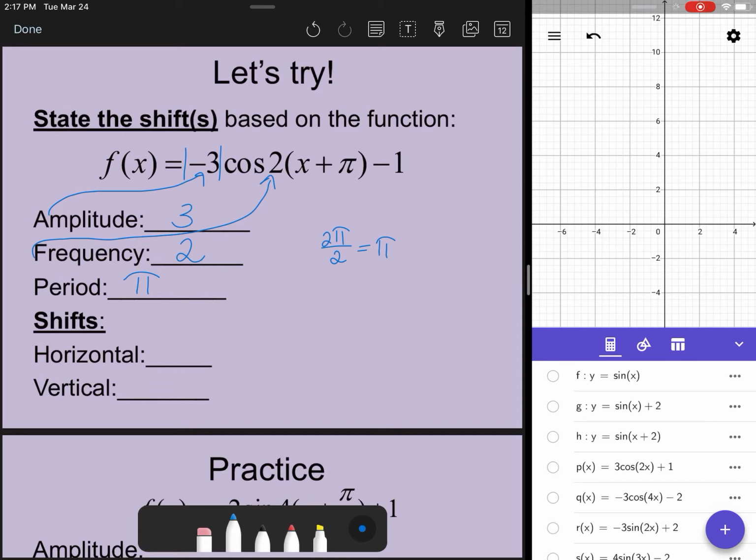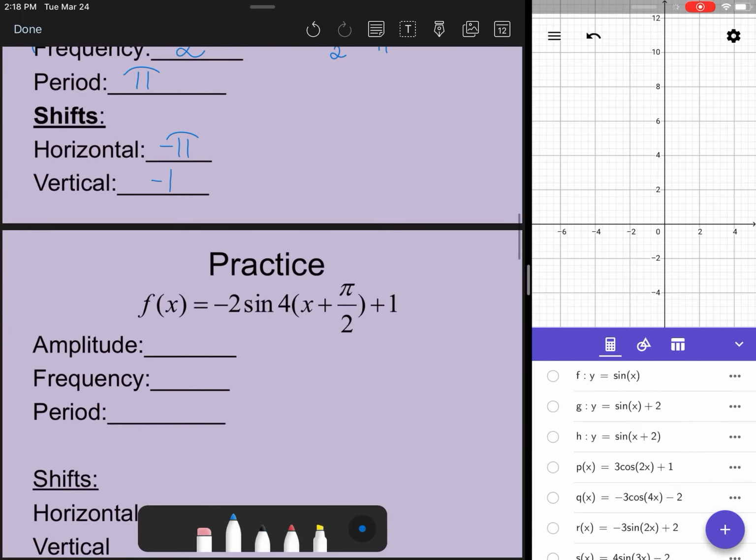Let's talk about the horizontal shifts. Okay, horizontal means going left and right. So what would the horizontal shift be here? Negative pi, because it's positive. The vertical shift is -1.